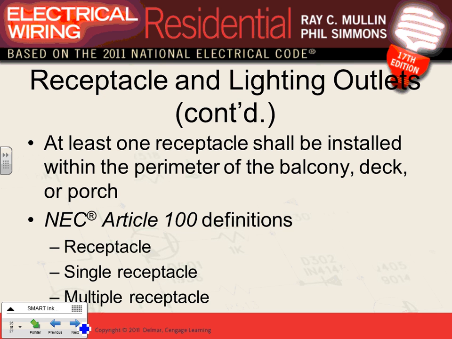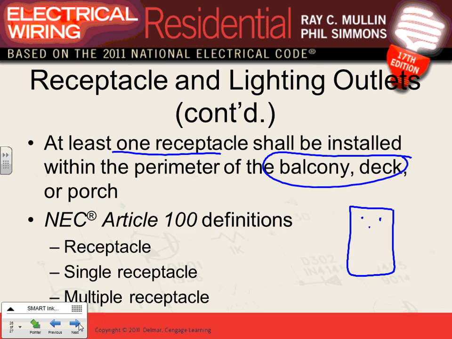Balcony and deck. Remember we talked about the balcony and deck. How many do you need? At least one. The receptacles, guys, can be single or multi-receptacles. Typically what we use is the duplex receptacle like these, but you can also use a single receptacle on one yoke. One receptacle on one yoke, two receptacles on two yokes. Typically, the duplex is the one we're going to be using 99% of the time.